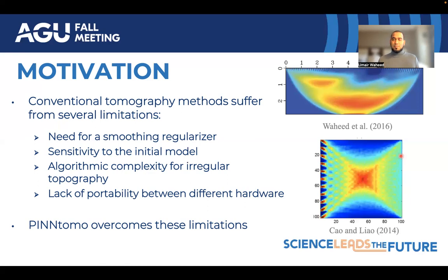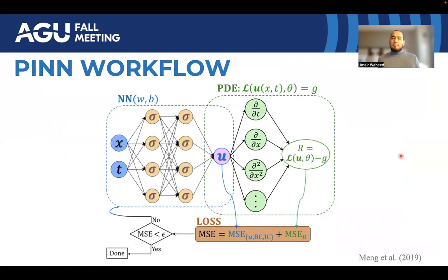So PINNTomo, as we presented last year at the AGU meeting, overcomes these, let's say, limitations of conventional tomography methods. In case you're not familiar with PINNs or physics-informed neural networks, let me quickly go over this so that all of us are on the same page. So how can we make a neural network solve a partial differential equation? That's essentially the idea here.